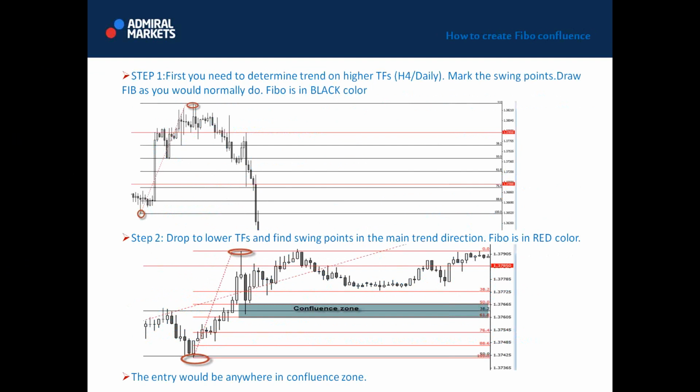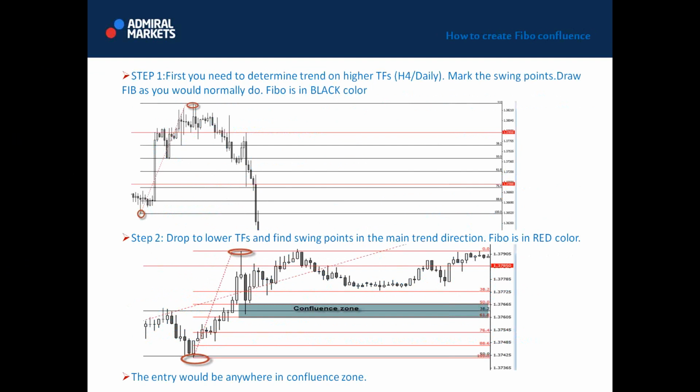Then we drop to lower time frame and we find swing points in the main trend direction. The new Fibo, which I drew from the last 15-minute swing, is in red color, okay? So basically what I did is mark the swings in the higher time frame, dropped to a lower time frame, 15 minutes, then I mark the swings in 15 minutes in the trend direction.